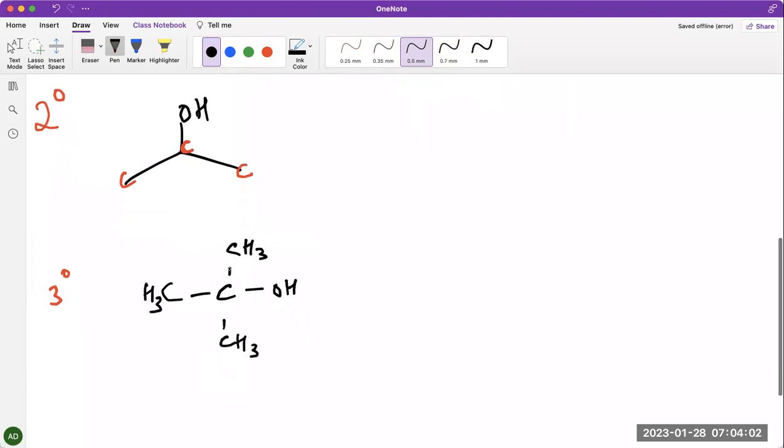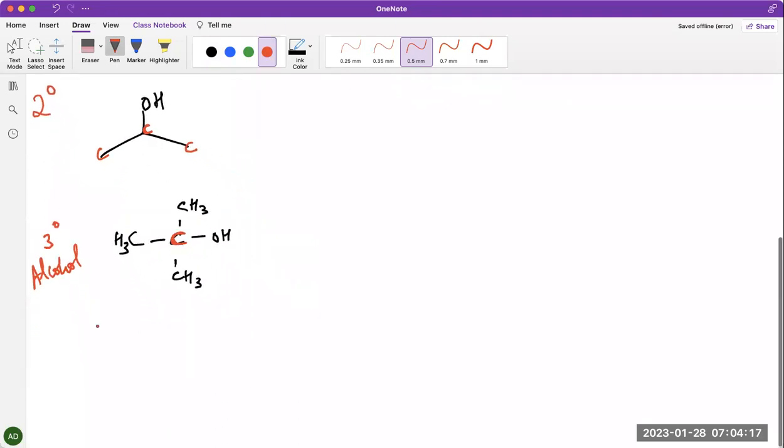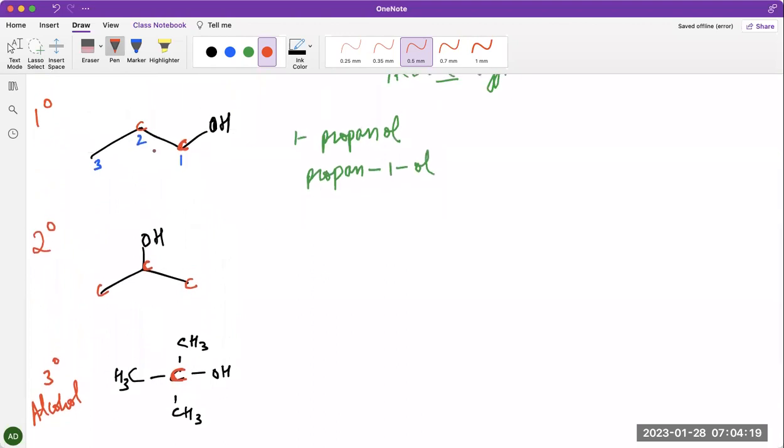What I'm seeing is that the carbon, which is bonded directly to the OH, is bonded to 3 carbons. So guys, this type of alcohol will be called tertiary alcohol. I hope it is making sense what the difference is between primary, secondary, and tertiary alcohol.